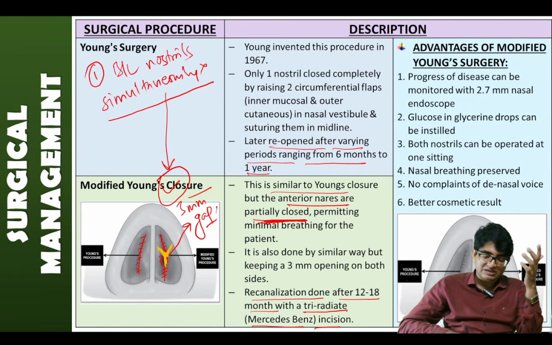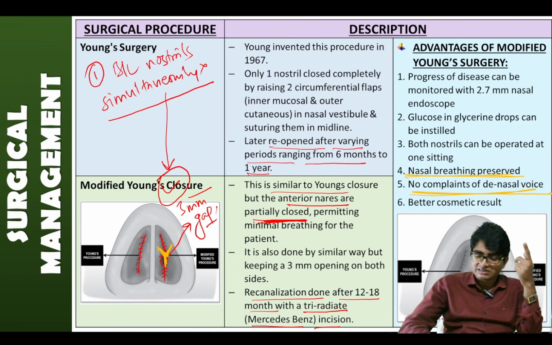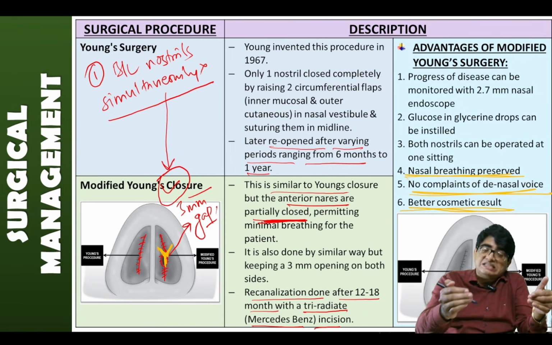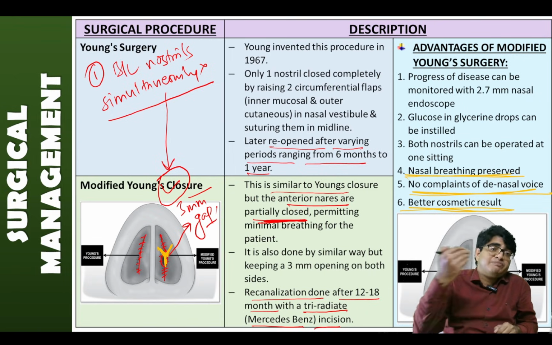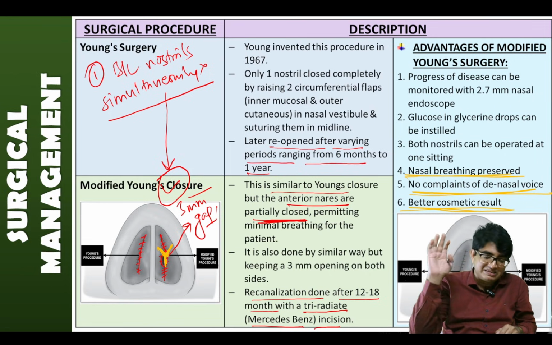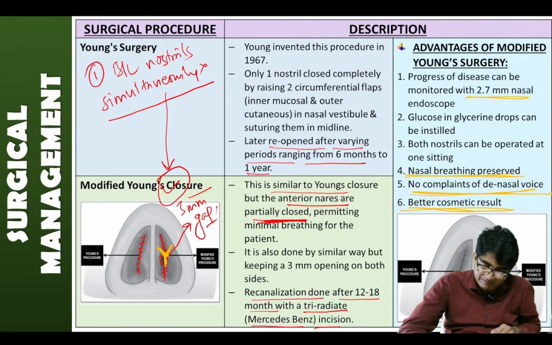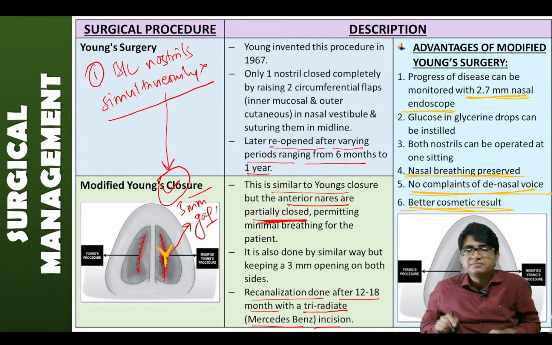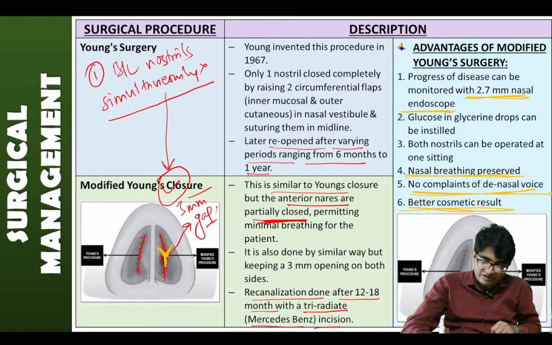So what is the advantage of this modified Young's operation? Firstly, as there is a 3 millimeter gap, the patient can breathe, so nasal breathing is preserved. Secondly, there are no complaints of denasal voice and a better cosmetic result. We can also progress and monitor the stages of development of the turbinates and nasal mucosa within the nose with a 2.7 millimeter nasal endoscope through that 3 millimeter gap. Even glucose in glycerin drops can be instilled. Both nostrils can be operated in one sitting. I have already said that.